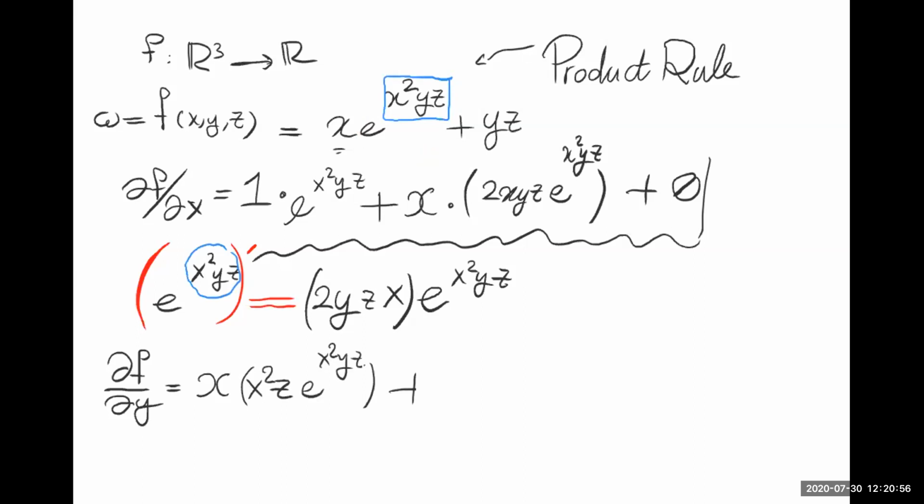And the derivative of yz with respect to y, well, z here is just like a constant. If I take the derivative of yz with respect to y, it would be the constant I'm multiplying y with. So it would be just z.